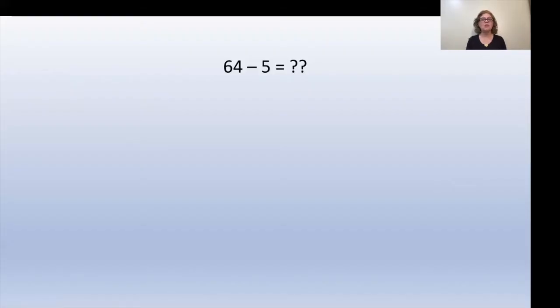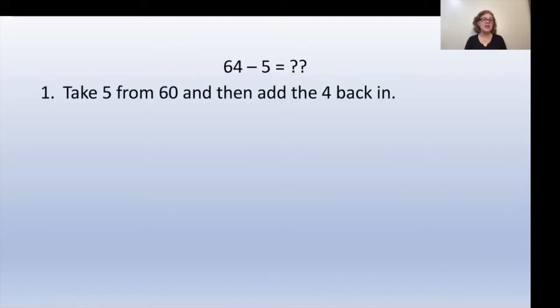There are four methods in which your child might solve the problem 64 minus 5. Let me discuss them briefly with you as it might help your child, especially if they struggled through this math problem. So we're looking at the problem 64 minus 5. One way your child can solve this problem is by taking the 5 from 60 and then adding 4 back in. So they are taking 60 minus 5 and then adding that 4.